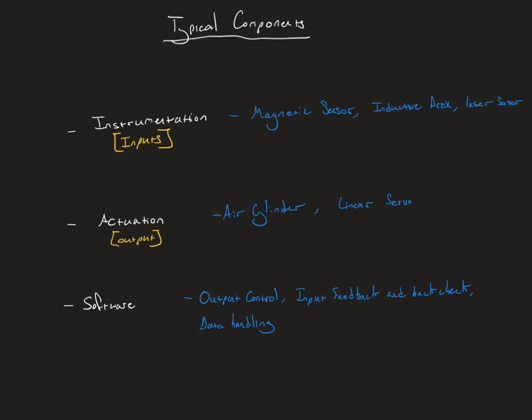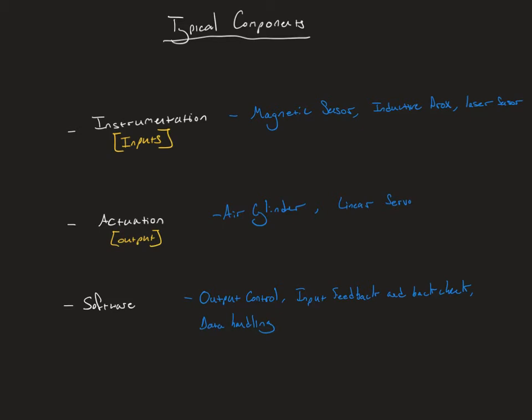Input feedback would be if you have commanded an actuator to perform some action in the real world. So let's say that you have fired a valve which causes an air cylinder to move. You need to detect that it has moved to the correct location via some magnetic sensor. And that's going to provide feedback to show that the intended function has occurred.